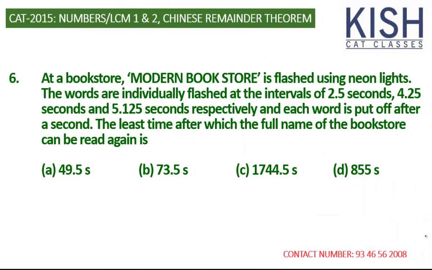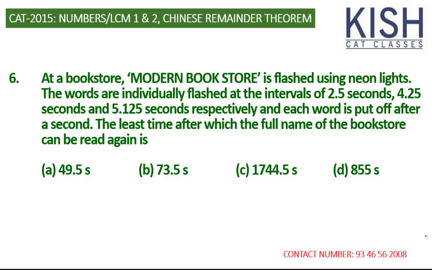At a modern bookstore, the name "Modern Bookstore" is flashed using neon lights. The words are individually flashed at intervals of 2.5 seconds, 4.25 seconds, and 5.125 seconds respectively, and each word is put off after a second. What is the least time after which the full name of the bookstore can be read again?